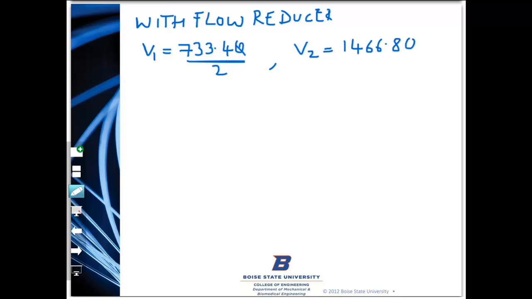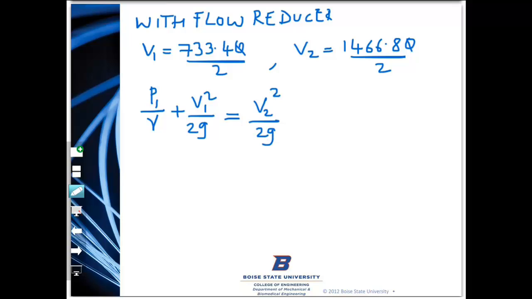So again, similarly V2 will be that. Okay, so substitute these into this equation: P1 over gamma plus V1 square over 2G equals V2 square over 2G plus KL V1 square over 2G. I'll let you simplify this, so write everything in terms of Q's. You'll see that the Q's get cancelled, and then your only unknown would be KL. If you do the math properly, you should get KL to be about 9.